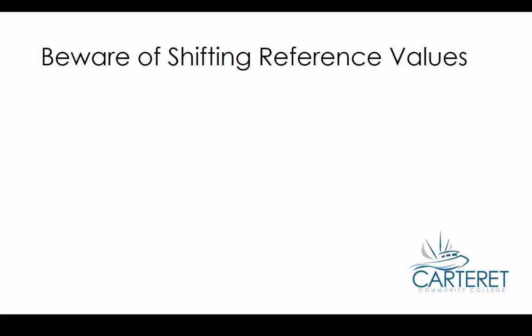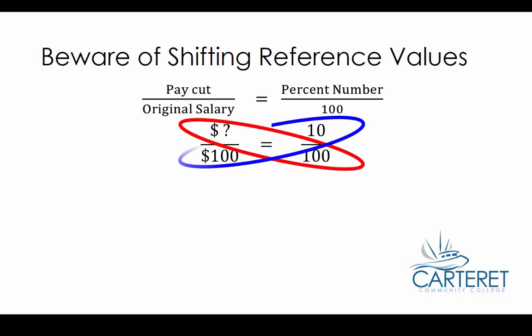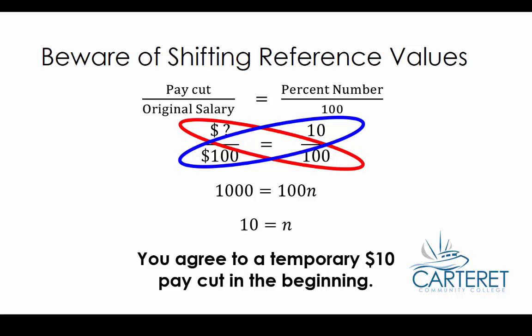We can answer this question by selecting an arbitrary number for your original salary. Let's use $100 to make things easy. Cross multiply to set up our simple one-step equation, and divide through by the coefficient in front of the unknown. We see you agree to take a temporary $10 pay cut in the beginning.